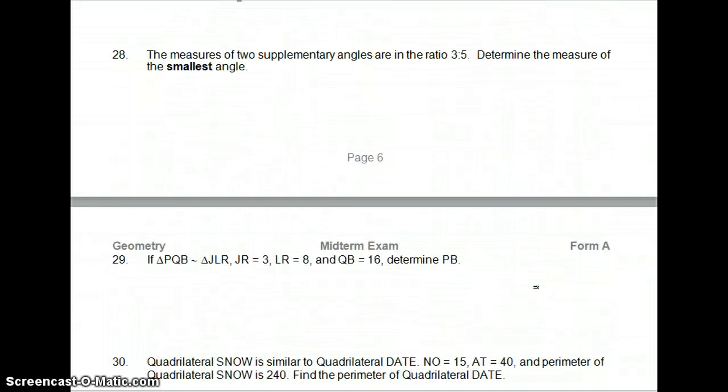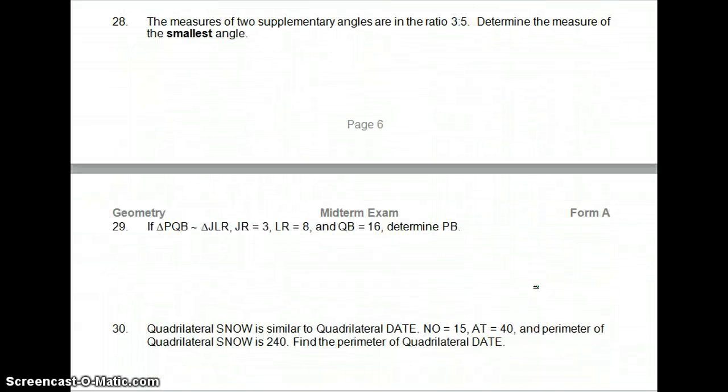28. The measures of 2 supplementary angles are in the ratio of 3 to 5. Determine the measure of the smallest angle. Well, they're supplementary, so we know that they're going to have to equal 180 altogether. They're in the ratio of 3 to 5. Now, the procedure that we learned, whenever we have a ratio like this and it's equal to something else, we just need to multiply this by something to get the total.